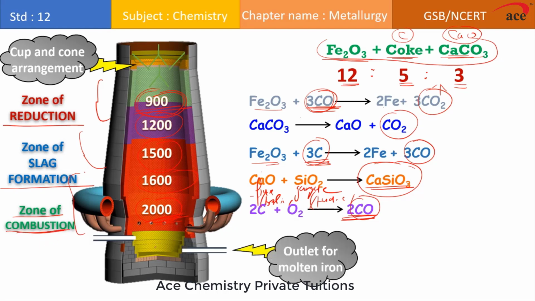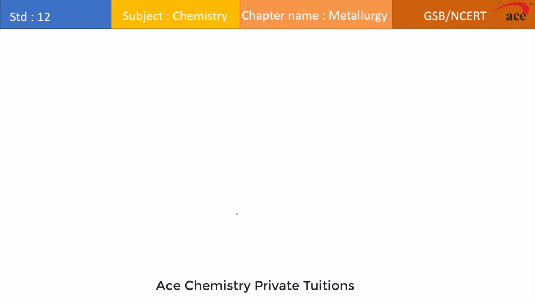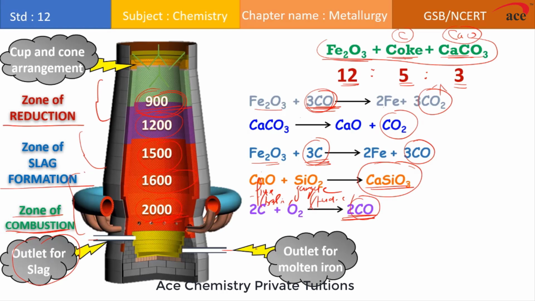You will get two different liquid layers. The upper layer, which is lower in density, is slag, that is calcium silicate, and the lower layer consists of molten metal. This iron metal is in the impure form, and from two opposite sides, through the tapping hole, the outlet, these two can be easily removed. From here we remove slag, and from here we remove molten metal. So this is how we obtain molten metal in the blast furnace.